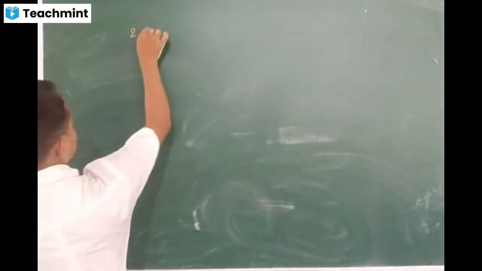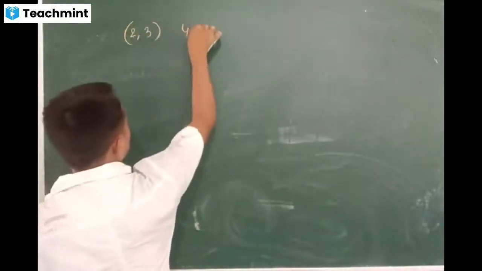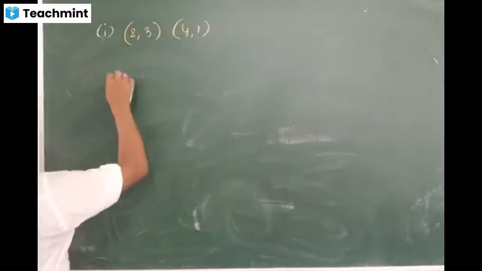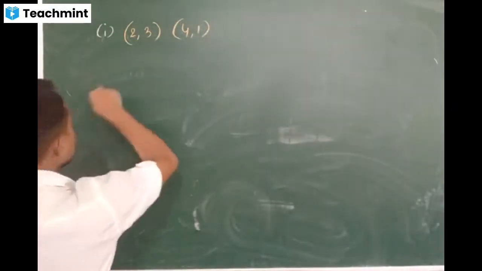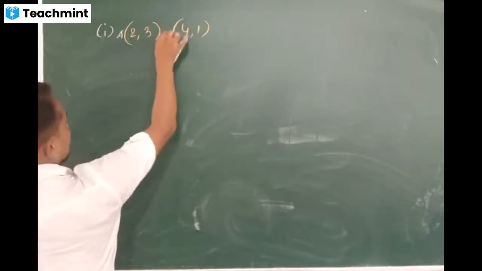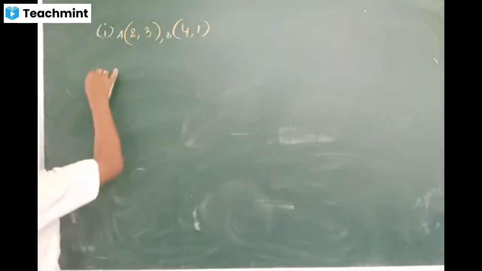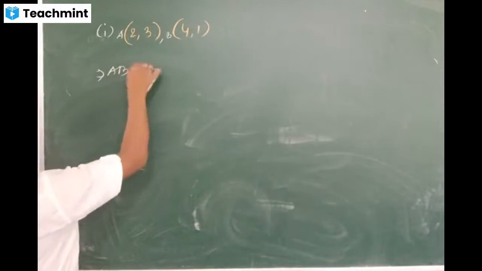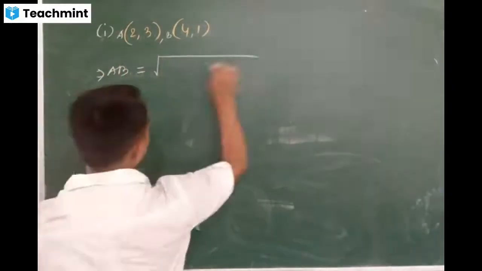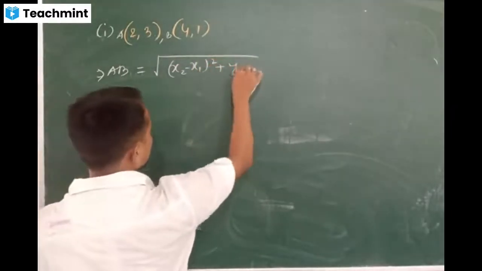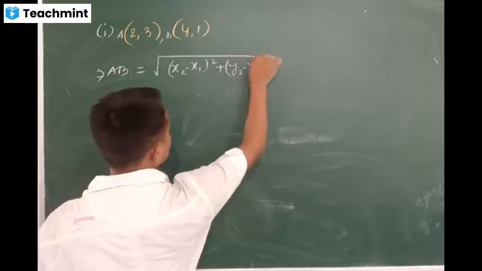Now there are the points (2, 3) and (4, 1). These 2 points, we have to find the distance between them. Let this be A and this be B. Then the distance between the points AB is the square root of x2 minus x1 whole square plus y2 minus y1 whole square.